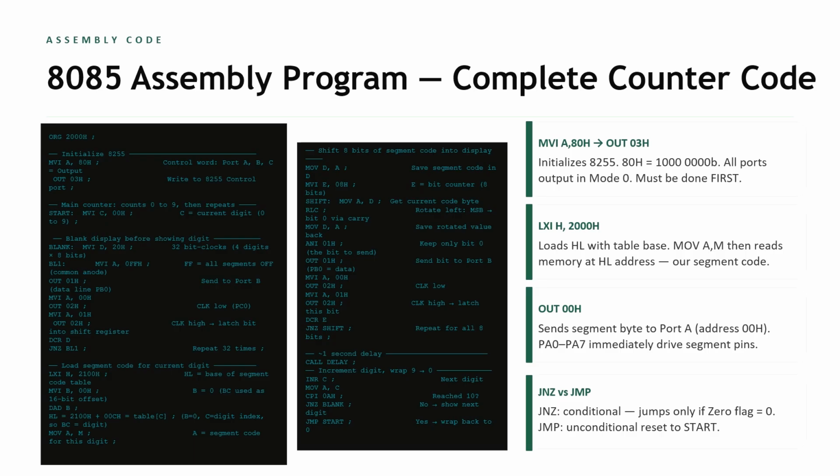In the shift loop, we save the segment code in D and set E to 8 for 8 bits. Each iteration rotates the byte left using RLC. This brings the most significant bit towards bit 0. We mask with ANI 01H to isolate bit 0, output it to port B, then pulse the clock low, then high on port C. This is repeated 8 times to shift all bits serially into the display shift register. After shifting, we call delay at 2035H. The INR C increments the digit, compares with 10, and either loops back or resets.